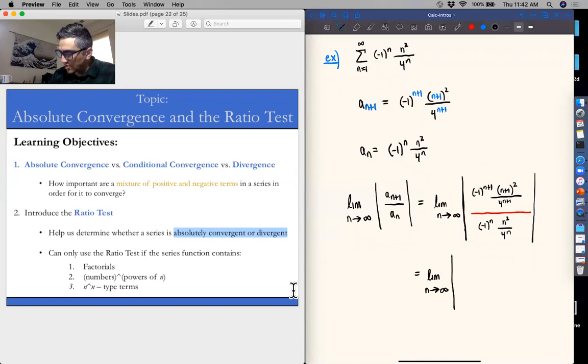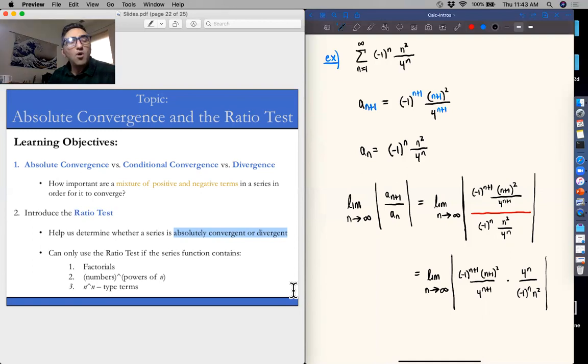So that first fraction in the numerator just stays the same. So this would be (-1)^(n+1), (n+1)^2 all over 4^n. But then we reciprocate that denominator. So this entire fraction in the denominator, we will reciprocate. And basically what that will give us then is, oops, I need a 4^(n+1) sitting downstairs there. And reciprocating that, we will get a 4^n all over (-1)^n times n^2.